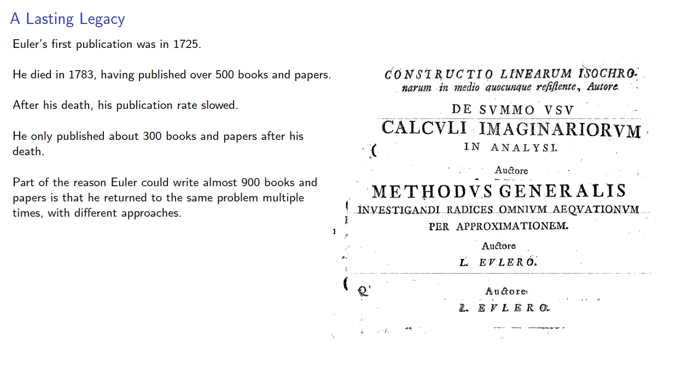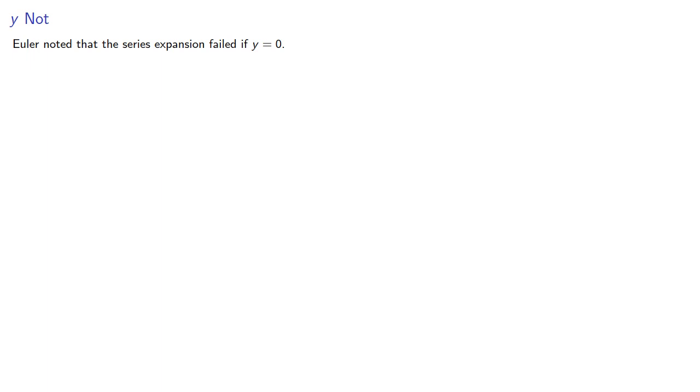Part of the reason Euler could write almost 900 books and papers is that he returned to the same problem multiple times with different approaches. So, after having shown that the sum of the reciprocal squares is pi squared over 6, using the relationship from the factorization of the Maclaurin series, Euler presented a different approach in a 1735 paper. And this emerged as follows.